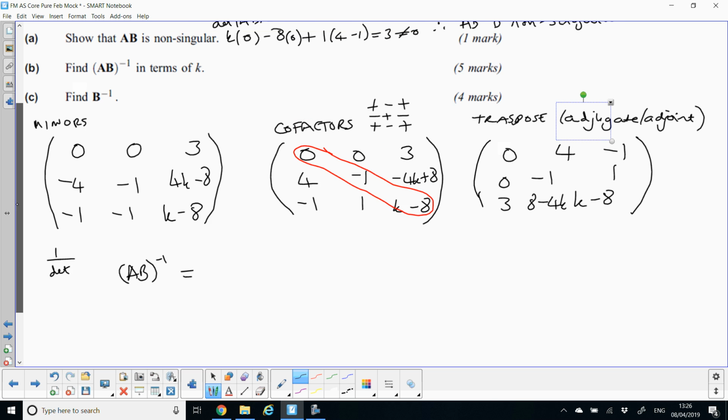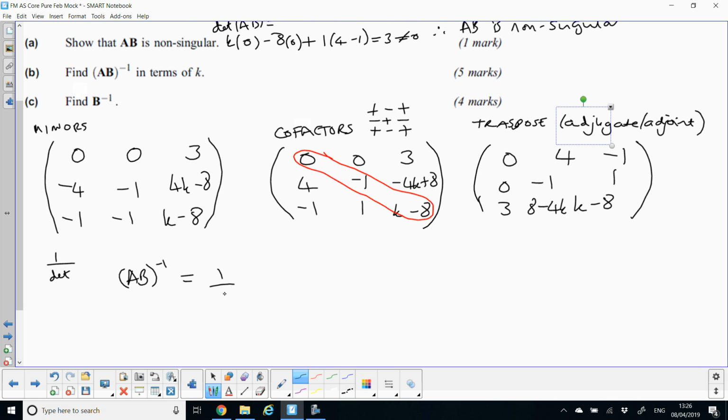Now we found in part A the determinant was 3, so it's just going to be 1 over 3, and then just write the matrix that we've got here. I would recommend that you don't bother multiplying in this 1 over the determinant, just leave it in front, and that's how you'll see it in mark schemes.